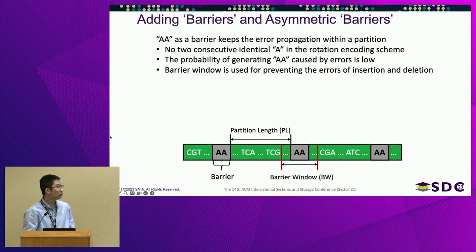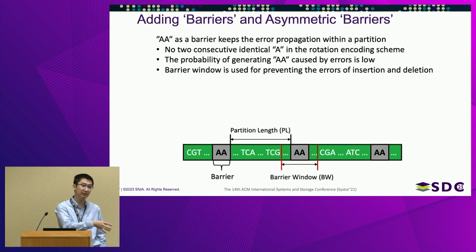Also, the probability of generating AA caused by error is low. It's possible that with a substitution error or insertion error we may generate some AAs, but the probability of generating this kind of AA is low. And also we use a barrier window to prevent insertion and deletion errors and to further increase the recoverability of the storage. For example, based on the barrier window here, if there's an AA outside of this barrier window, we just regard that as a regular error. If there is an AA inside the barrier window, we regard that as a barrier indicator, so that we can use the barrier indicator to restart the whole decoding process.